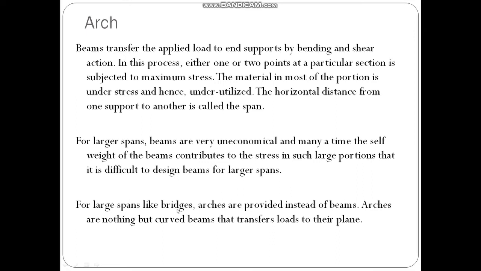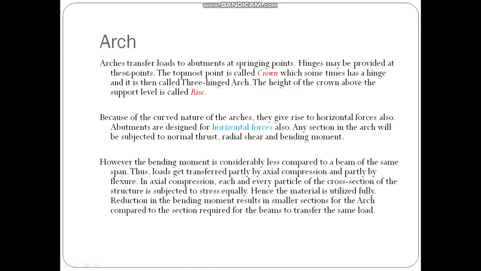For large spans like bridges, arches are provided instead of beams. Arches are nothing but curved beams that transfer loads in their plane. Arches transfer loads to abutments at springing joints, or springing points. Hinges may be provided at these points. The topmost point is called the crown, which sometimes has a hinge, and it is then called a three-hinged arch. The height of the crown above the support level is called the rise.